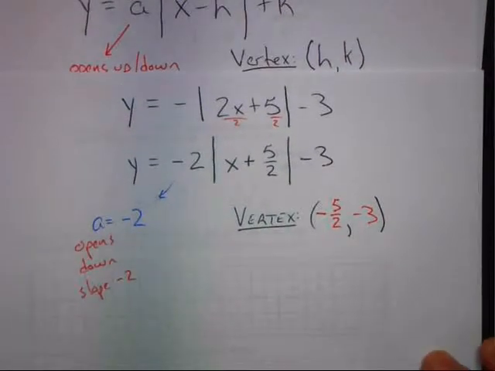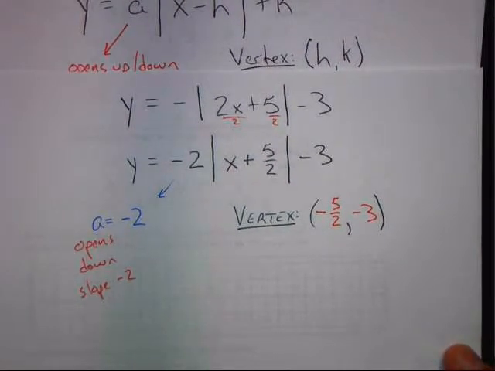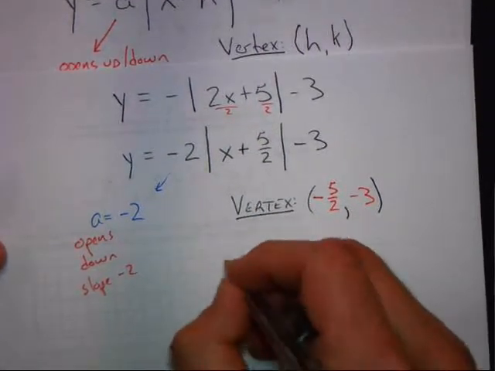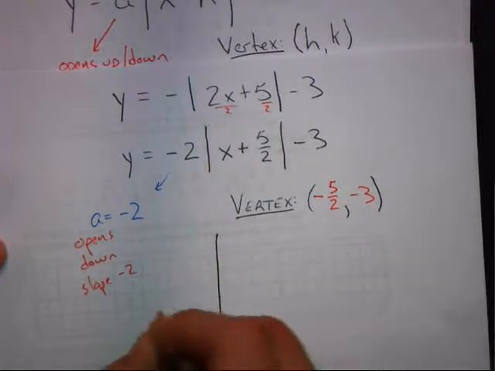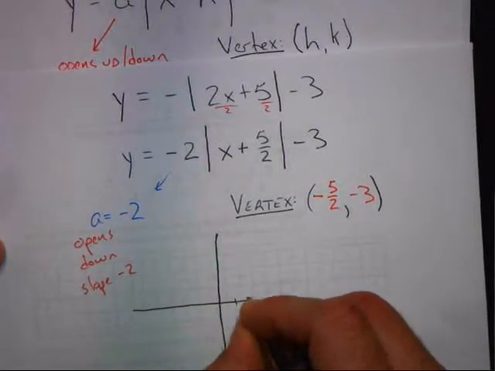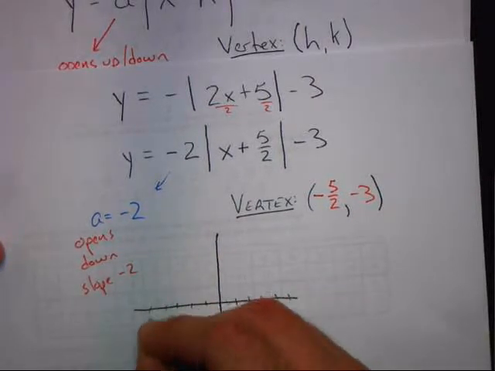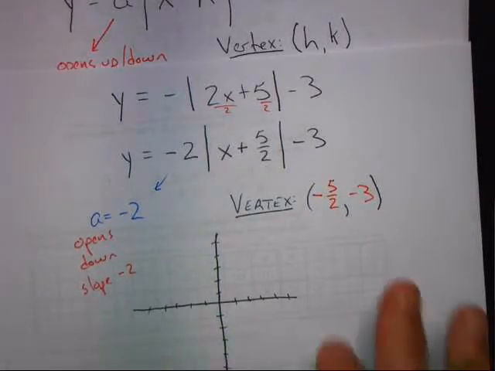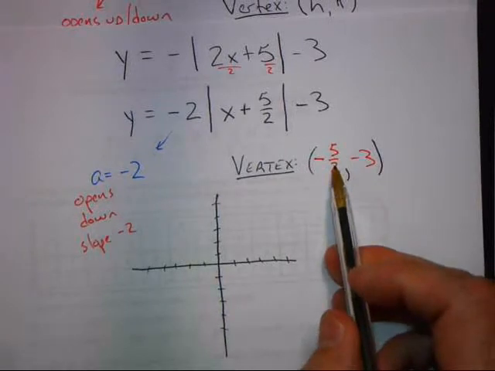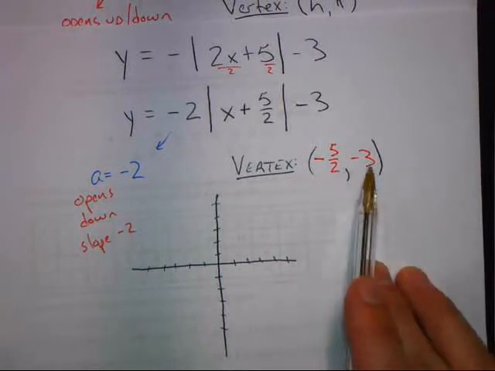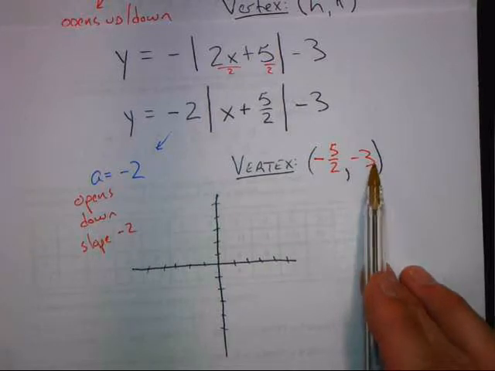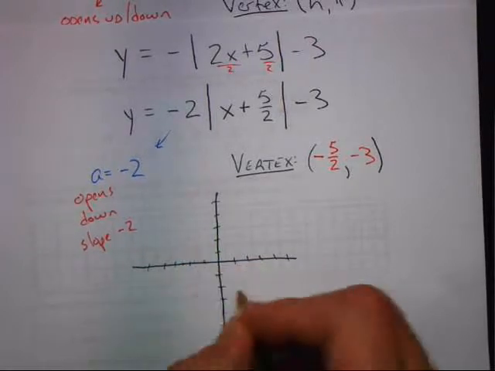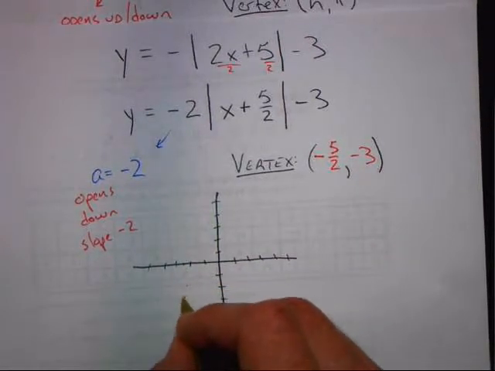Now from here, believe it or not, we have enough information to sketch the graph. We have a vertex. We know it opens down with a slope of -2. Let's sketch the graph. Let's see what we get. How would we sketch a graph like this if we know a vertex and a slope? Well, the vertex is at -5/2, -3. Well, we can count that distance. -5/2 is -2.5, right? So on the x, -2.5, about here, down 3. 1, 2, 3. There is our vertex.